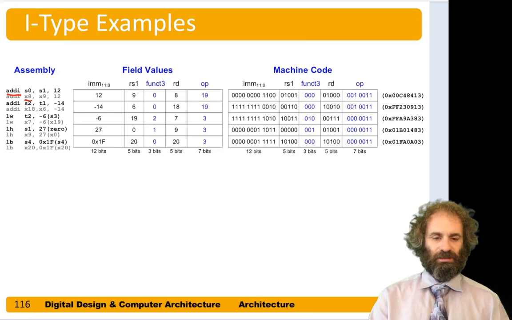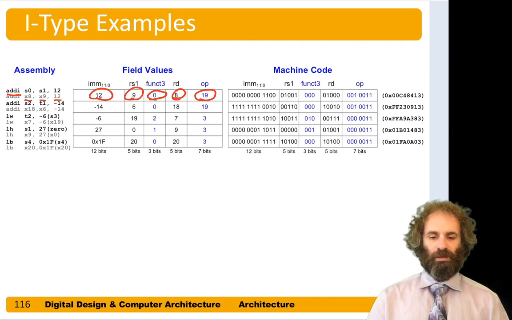S0 is x8, S1 is x9, and constant 12. So the opcode for addi, look in Appendix B, is 19, and its funct3 is 0. The destination register is S0, the first source is S1, and the immediate is 12. And just the same way as with R-type, we pack these into bits, and we can express the 32-bit instruction in hexadecimal. Here's an addi with a negative immediate, and so now the immediate is minus 14, which as a 2's complement number is this.